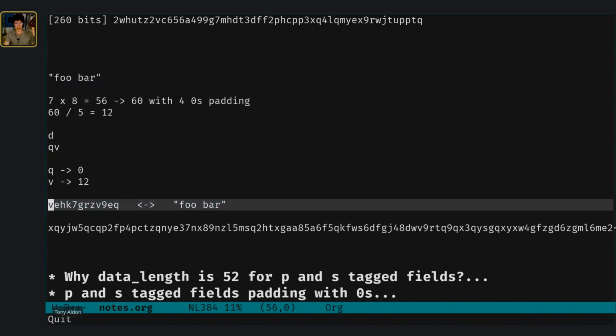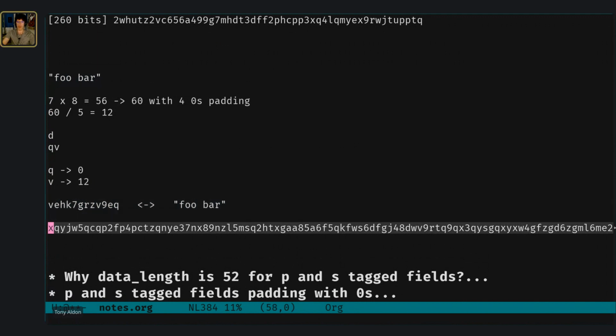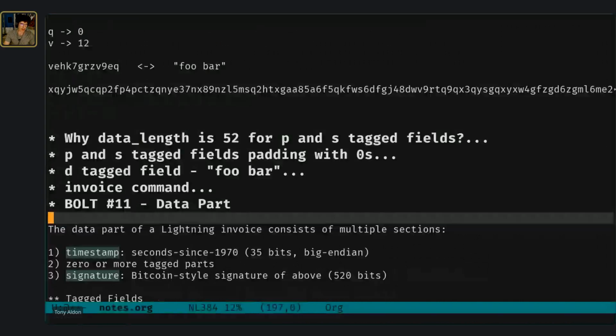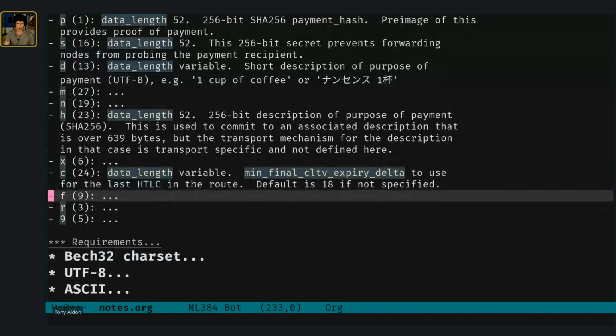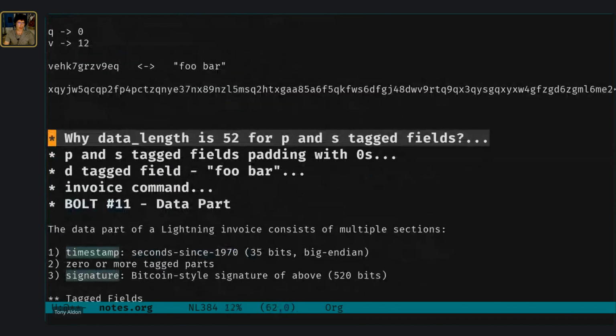But before we look at that, the remaining part of the Bolt 11 string of the invoice. We continue to read X. Is it a type that is defined? But in fact, this is one that we have here, and this is an expiry date. Then we have the data.